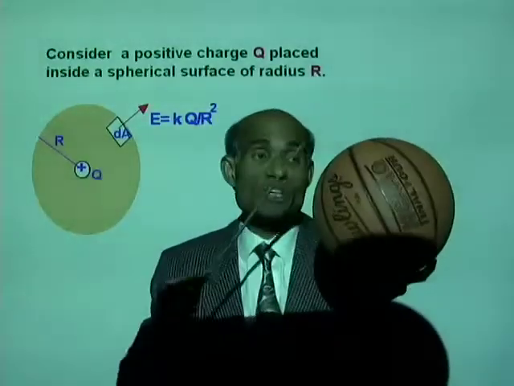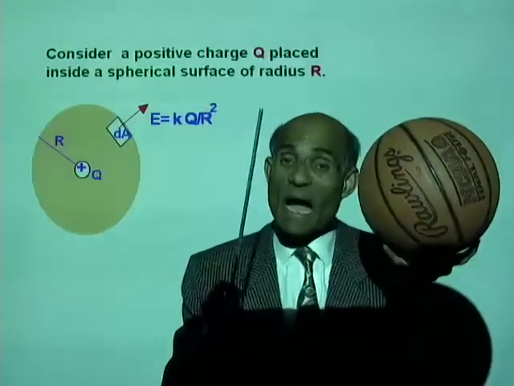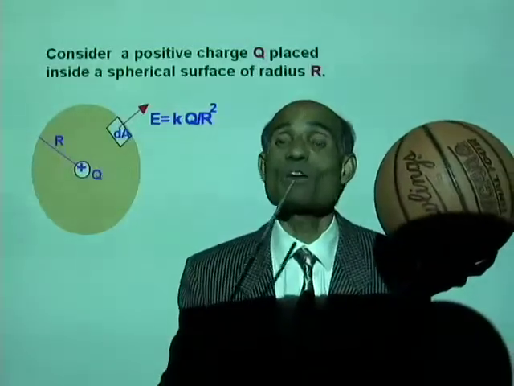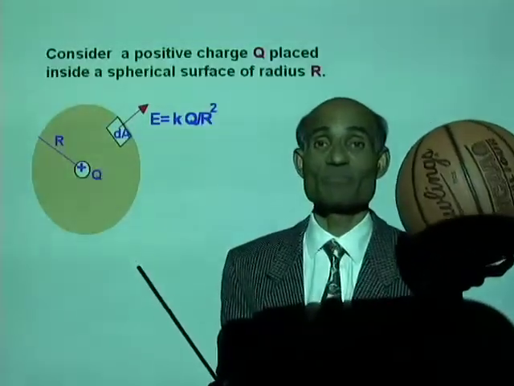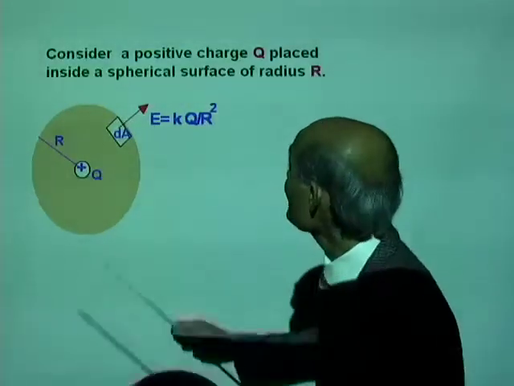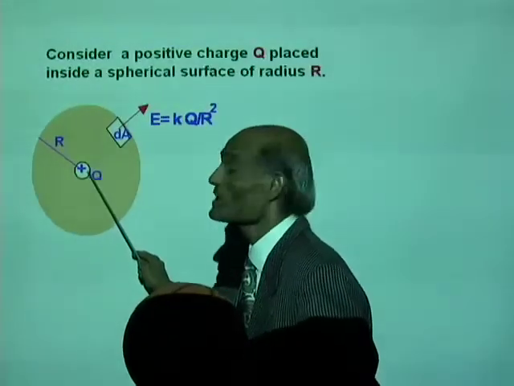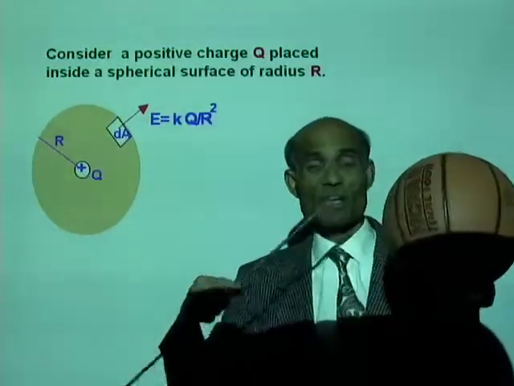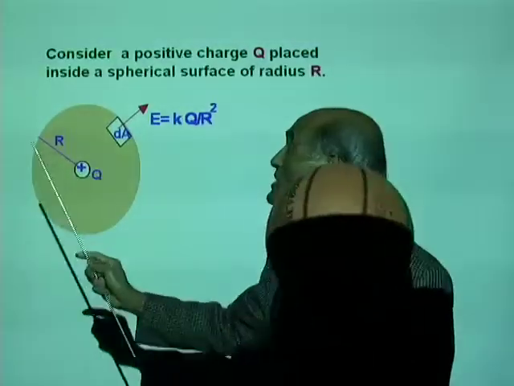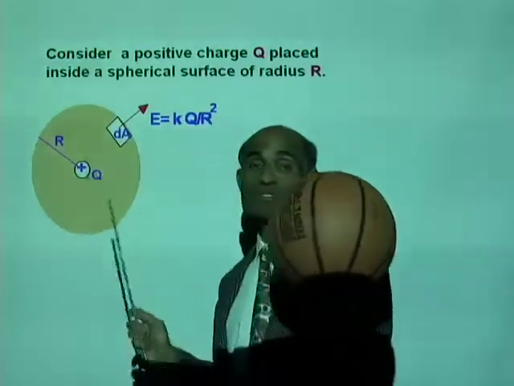Now, the charge that you give to a spherical surface like this will act as though that charge is at the center of the spherical conductor. So consider a positive charge Q placed inside a spherical surface. That means any point on the spherical surface is at a distance r from that charge, where r is the radius.